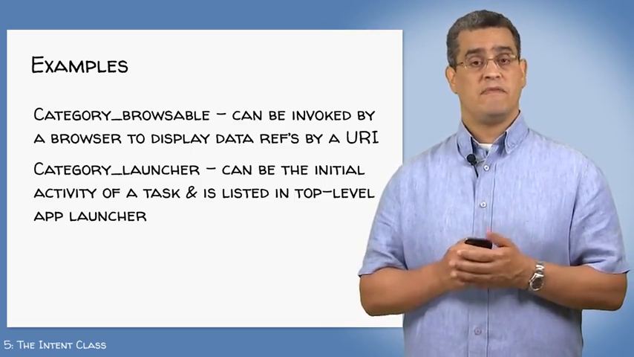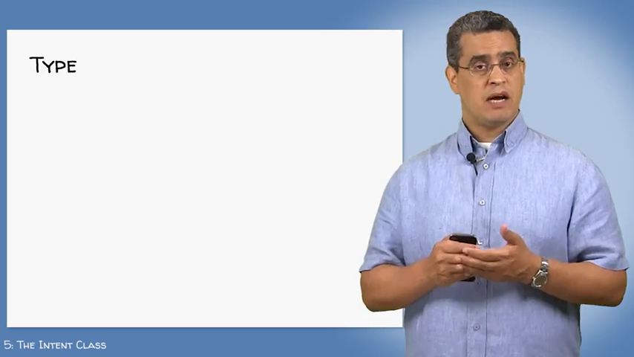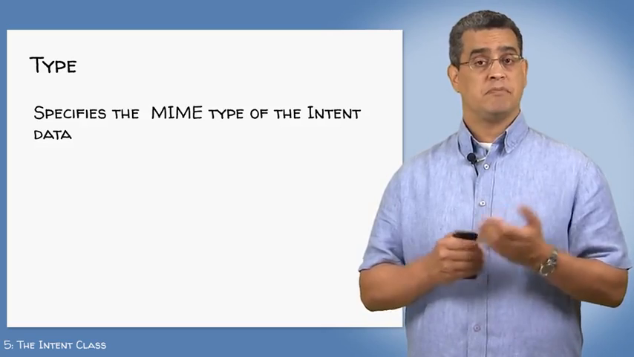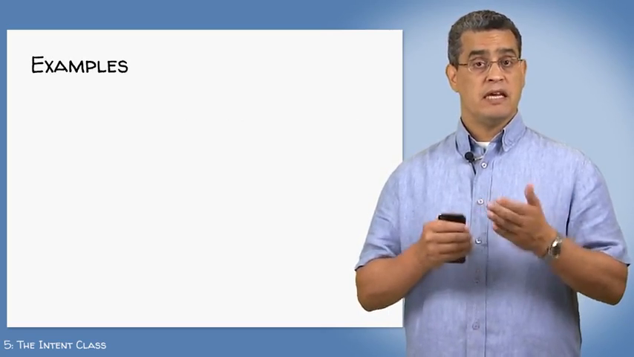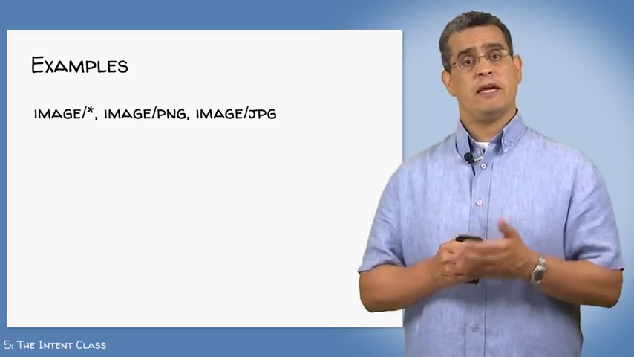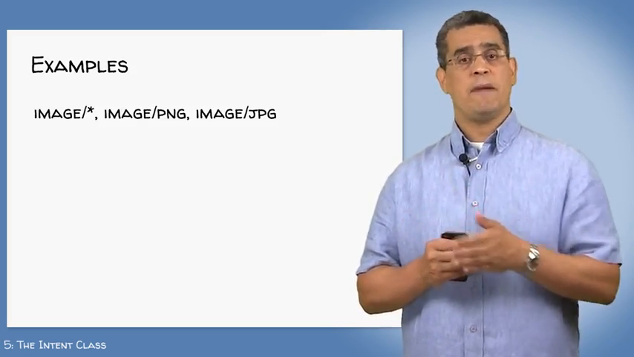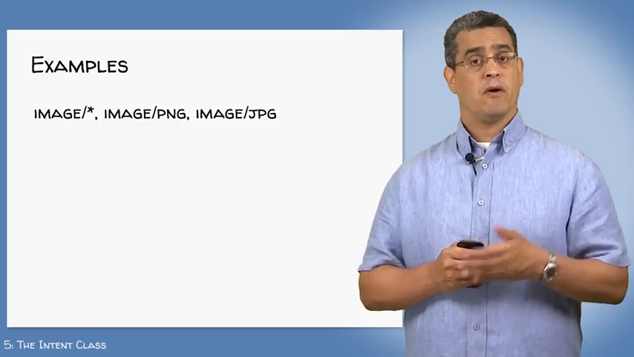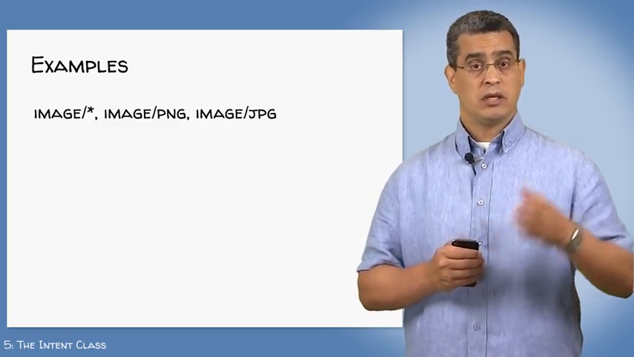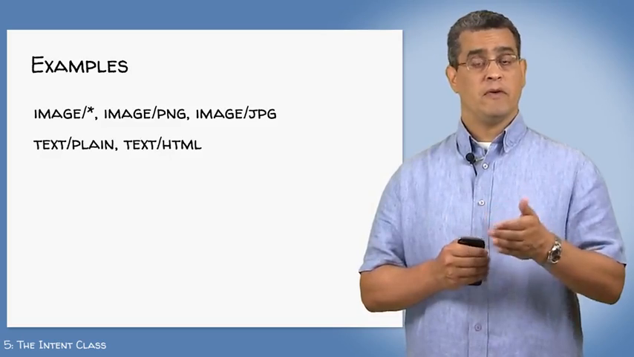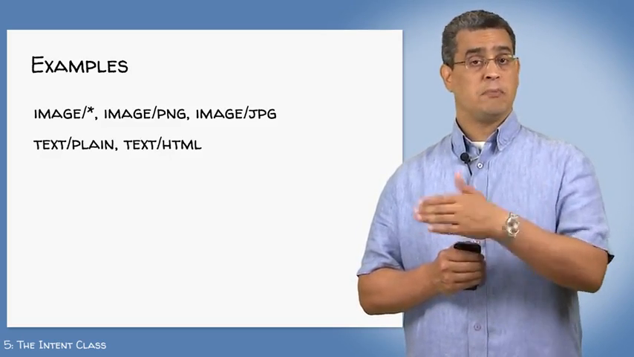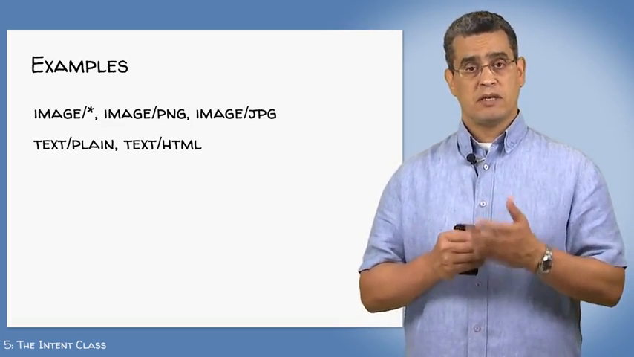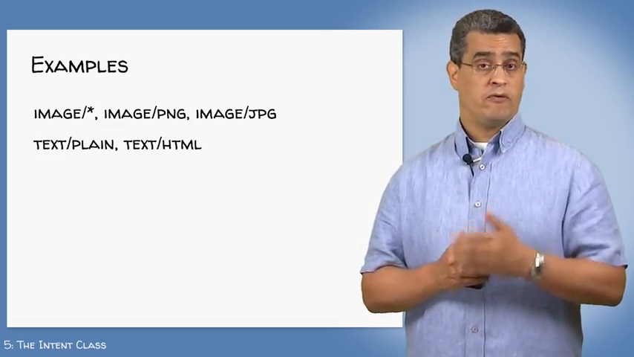Intents also have a type field, which specifies the MIME type of the intent's data. Some examples of MIME types include various image formats, things like image/PNG for PNG images, and image/JPEG or JPG for JPEG images. There are also various text formats, such as text/HTML for HTML text, or text/plain for arbitrary text data. And of course, if you don't specify a MIME type, Android will try to infer one for you.